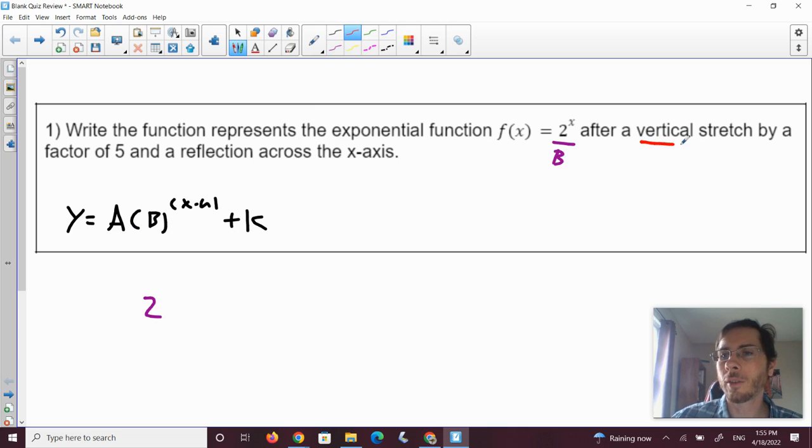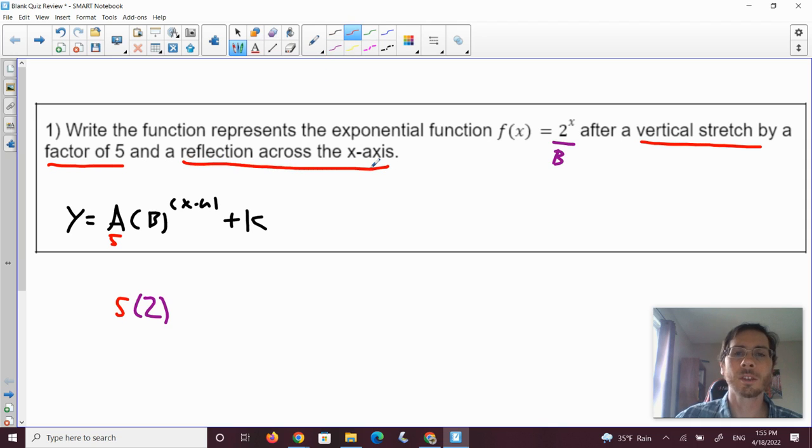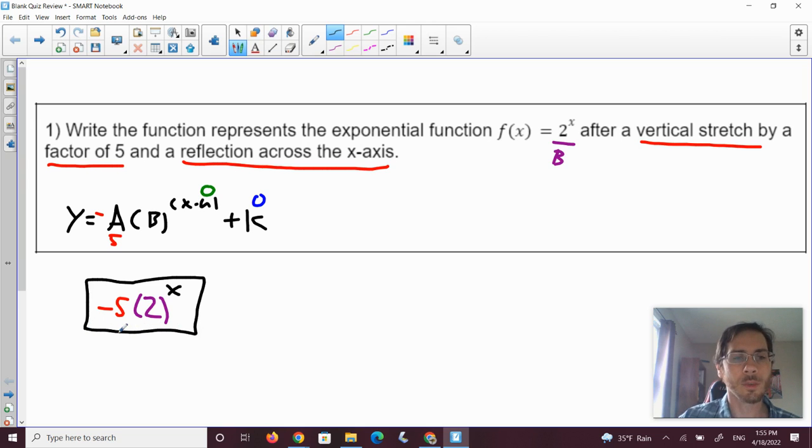But the changes we do have are a vertical stretch by a factor of 5. So we remember that a is going to be our vertical stretch. And then we are reflecting across the x-axis. If we reflect across the x-axis, that means we're going to flip upside down, so a is also going to have to be negative. Now in this case, there's no shifts, so both h and k are going to end up being 0. I don't even need to write those. I can just write it as negative 5 times 2 to the x power.